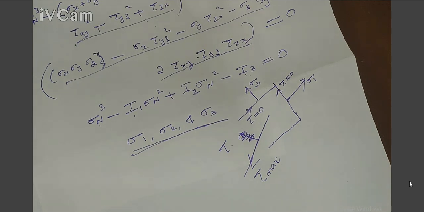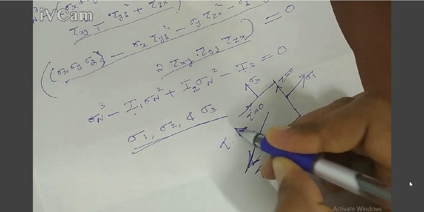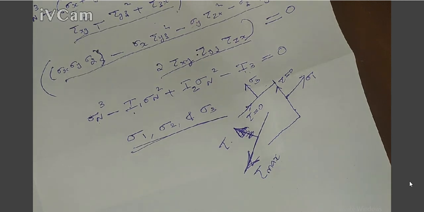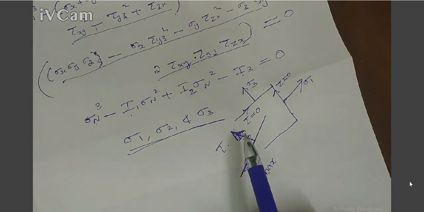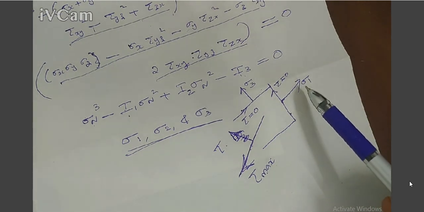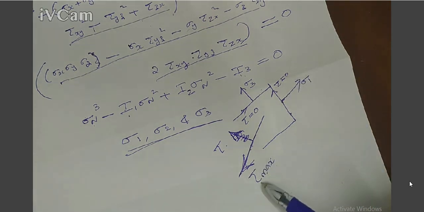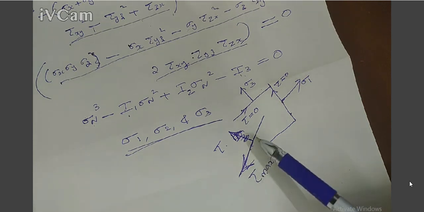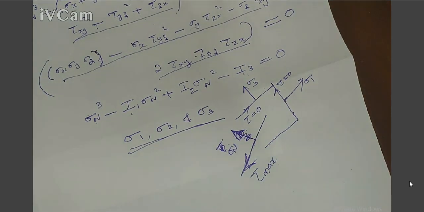But on the plane which contains maximum shear stress, there will be a normal stress. The normal stress will not be zero. On the principal plane, the normal stress is maximum but shear stress is zero. But on the plane of maximum shear stress, shear stress is maximum, but the normal stress sigma n will not be zero.